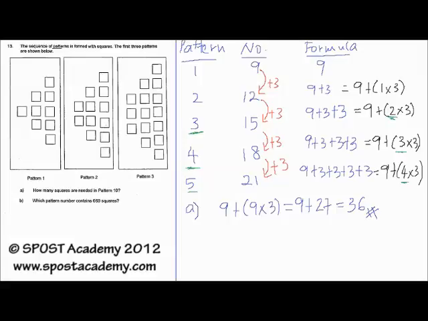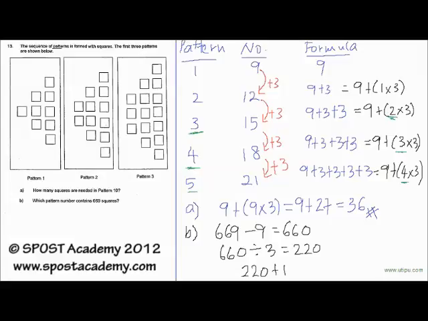In order to solve part B, whereby they ask which pattern number contains 669 squares, I simply need to use 669 squares minus 9, which is equivalent to 660, and 660 divided by 3 will give me 220. This means that it's 220 times 3. Since it's 220 times 3, the pattern should be 220 plus 1, which equals 221.